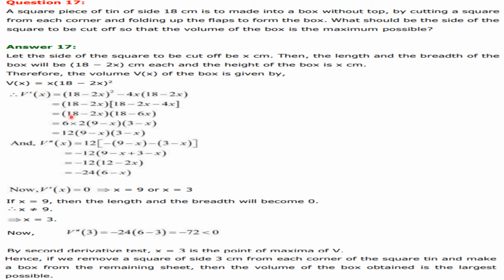This is V dash of x. We got here V dash of x. Immediately we have to find its second derivative, d by dx of V dash of x. How do you denote it? V double dash of x.